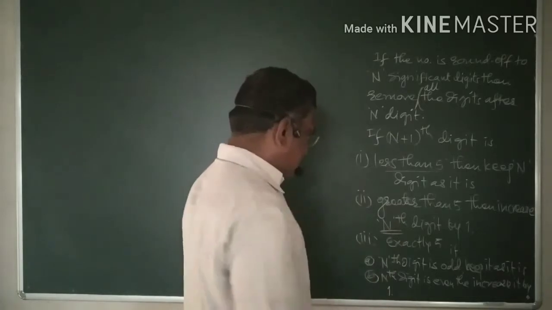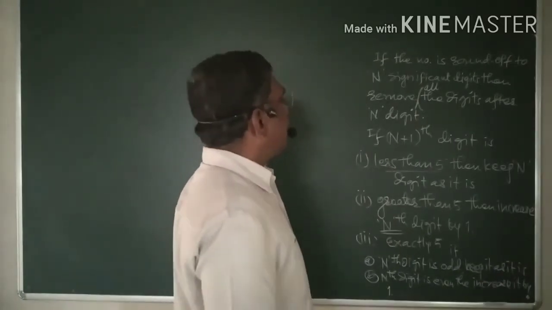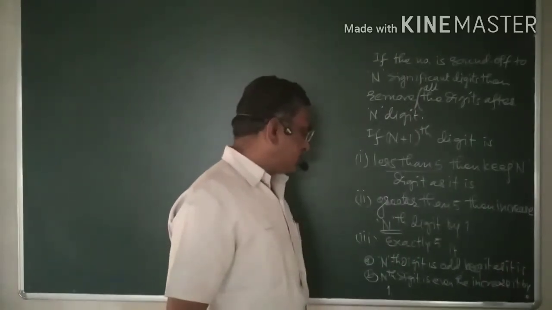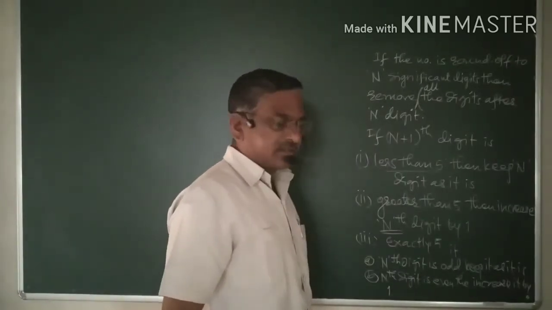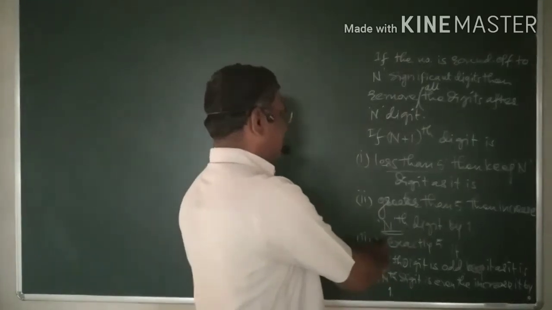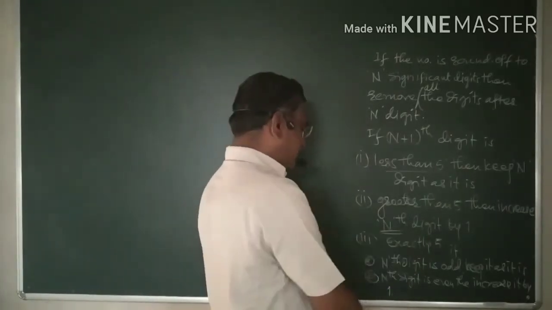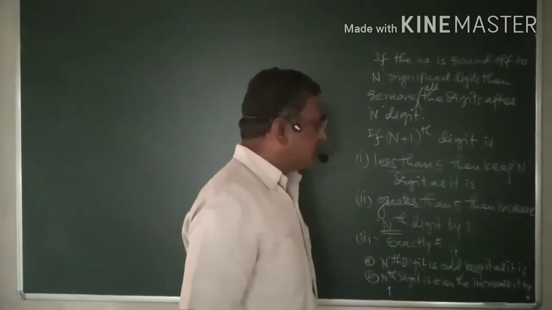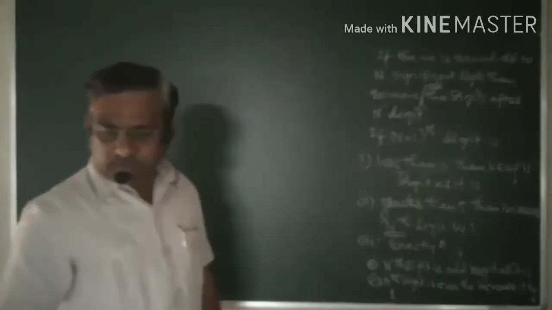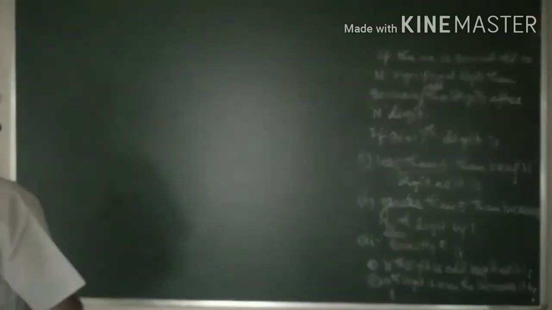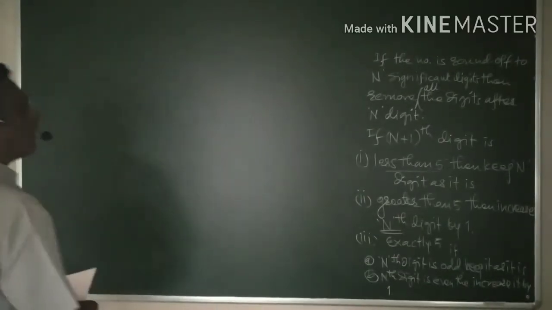And third one, if the n plus 1 digit is exactly 5 and the nth digit is odd, then keep it as it is. Whereas if the n plus 1 digit is exactly 5 and the nth digit is even, then increase the nth digit by 1. Let us solve one more example so that you can understand how to go for it.